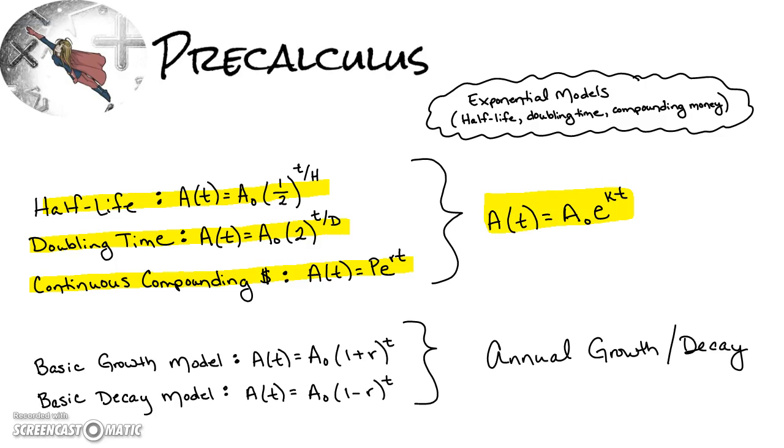So for any word problem that's half-life, doubling time, continuous compounding, we could just use this more generic equation over here, which is A of t, and let's label what each thing is. A of t is always the future amount of whatever it is that you're talking about. So A of t is future amount. A0 is always the initial amount.